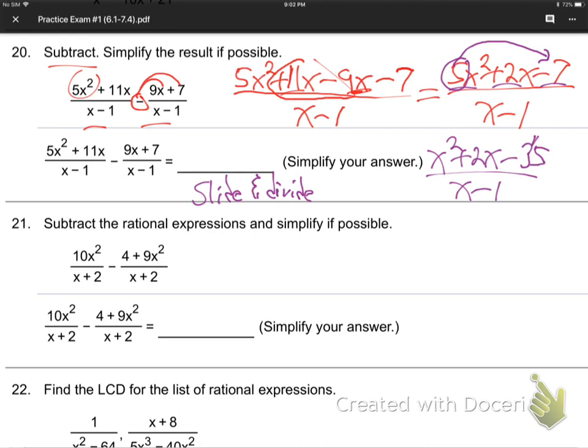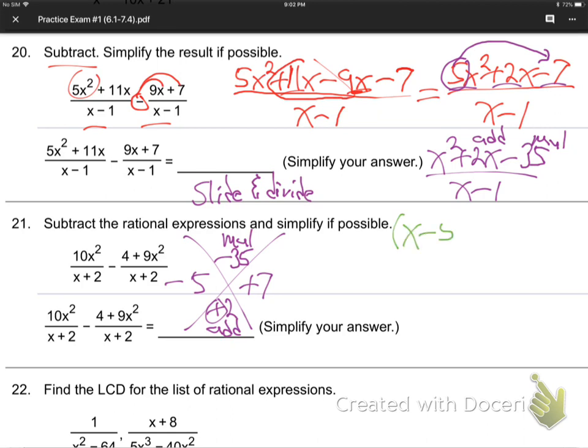And then you got to do the, you know, what multiplies and what adds. So what multiplies to be minus 35, adds to be plus 2, 5 times 7. Sign in the bottom goes in the bigger. So there they go. Those multiply to be negative 35, add to be plus 2. So that means, let me change my color here. That means we've got x minus 5, x plus 7 over the x minus 1.